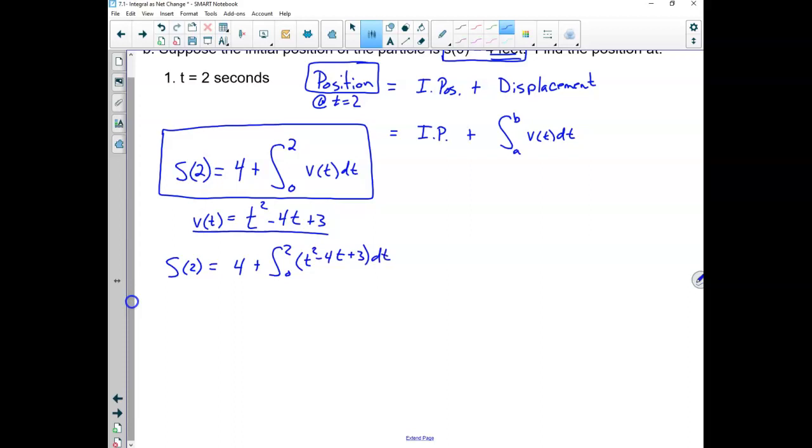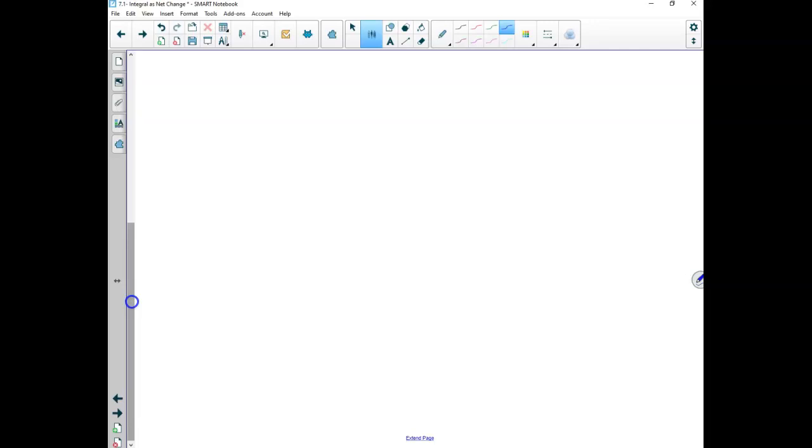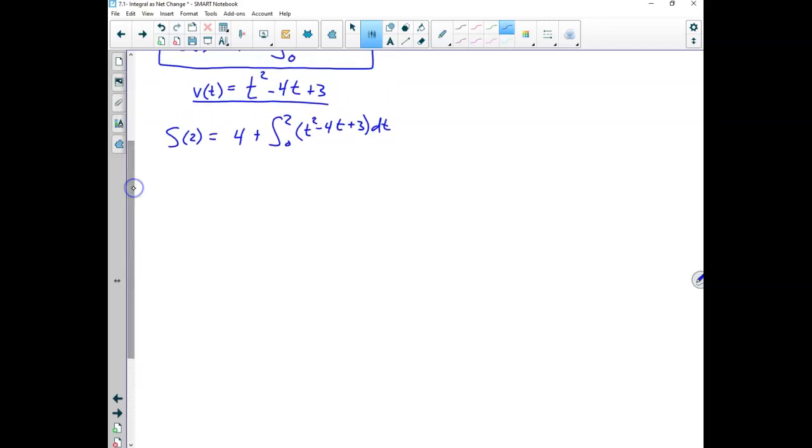You're going to have these too, whether or not it's a calculator active portion or not, but you're going to have these, okay? So how would we do that? Well, this is going to equal 4 plus the integral. Well, what is my displacement? Well, that's going to be my antiderivative. Remember, that's the antiderivative command. So it's going to give me 1/3 t to the third minus 2t squared plus 3t. We're going to evaluate that from 0 to 2.